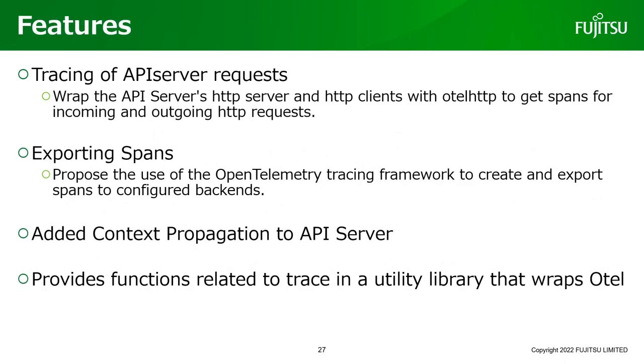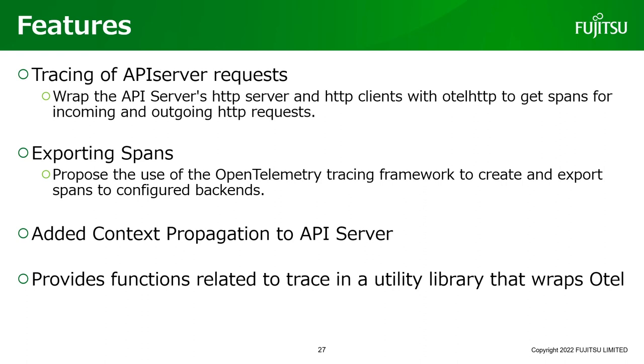I will introduce the feature to be added. This KEP adds tracing of API server requests. First, it wraps the API server's HTTP server and HTTP client with otelhttp to get spans for incoming and outgoing HTTP requests. This generates spans for all sampled incoming requests and propagates context with all client requests.